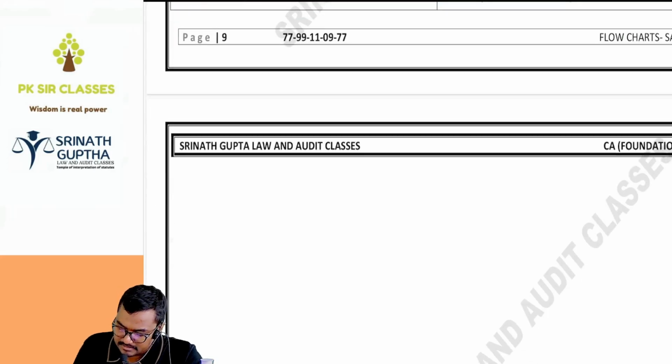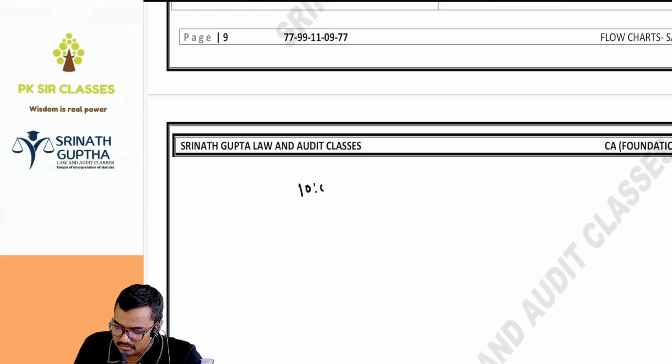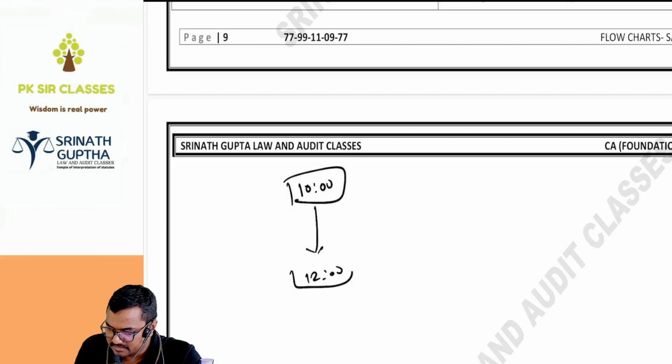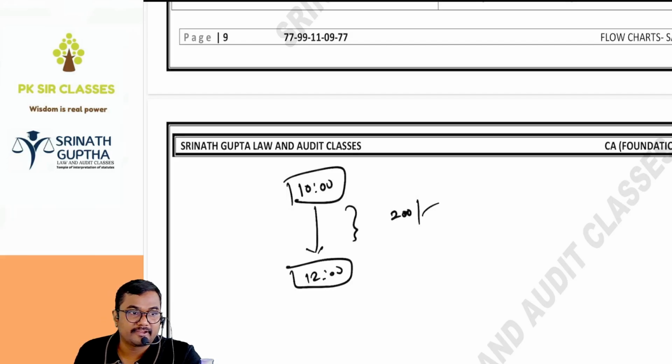Still, goods are delivered at 10 o'clock to the shop, but the shop is closed. The shop opens at 12 o'clock. Because of this, the auto person charges 200 rupees extra waiting charges. Who has to pay? Buyer. Since you are not coming on time, the seller is waiting.